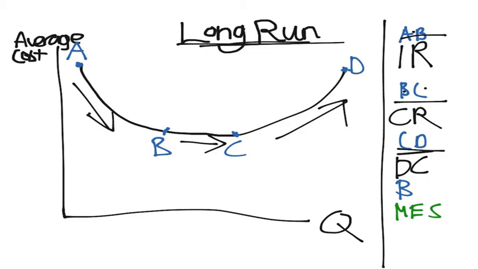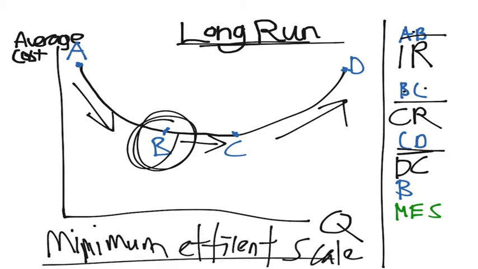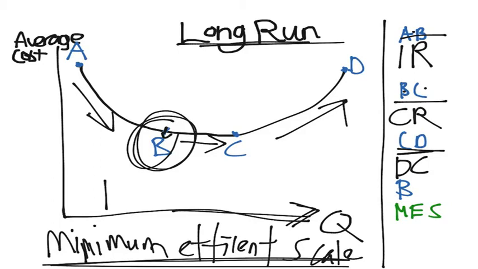Understand? Okay. Another thing that you need to know is B. At point B, we call this point the marginal efficient, the minimum efficient scale. What this means is, at point B, any increase in output will not help to reduce the cost. Increase in output will not reduce costs.